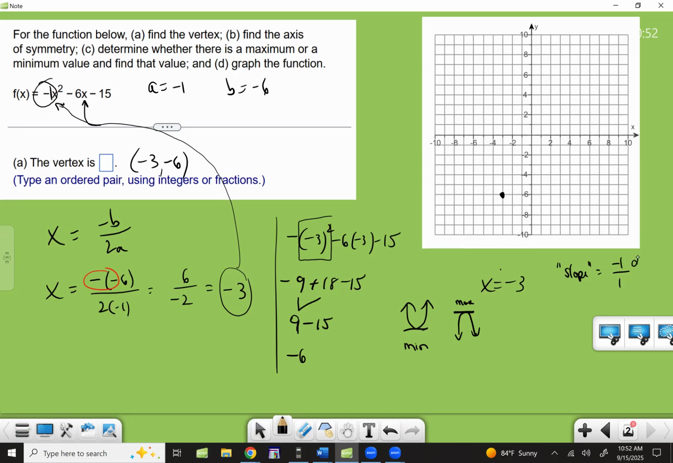So we're going to go down and to the right. So I'm going to go down 1 and to the right 1. But we know it's a parabola, so we have symmetry. So I should also go down and to the left 1. That's an easy way to get 3 points.